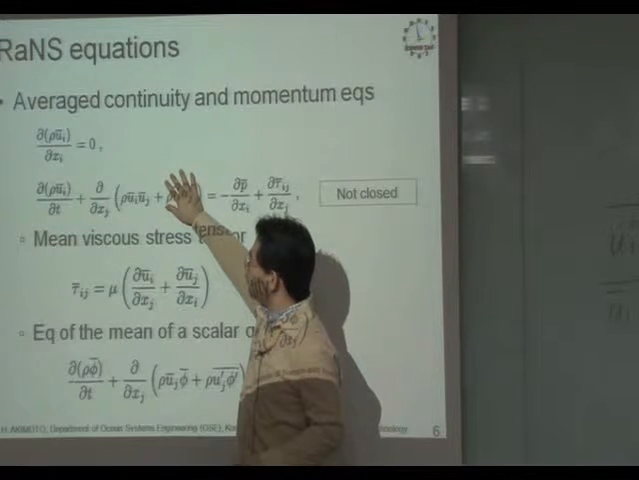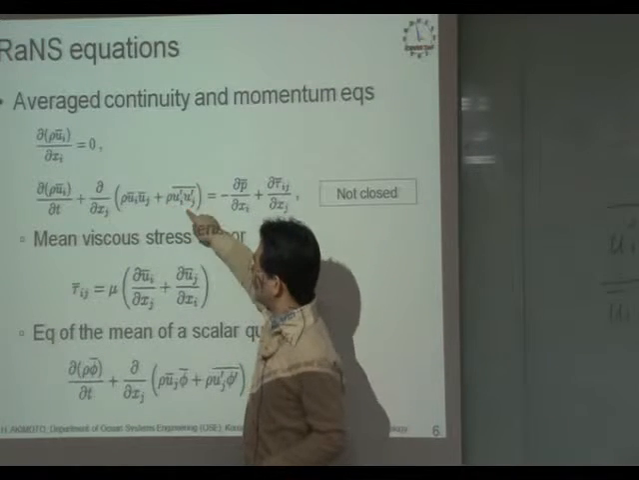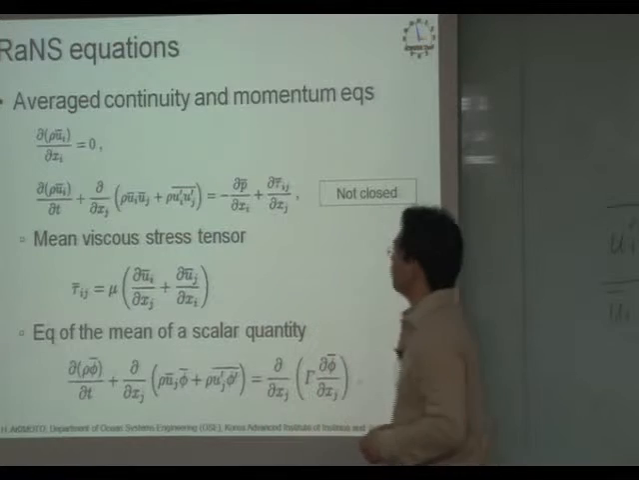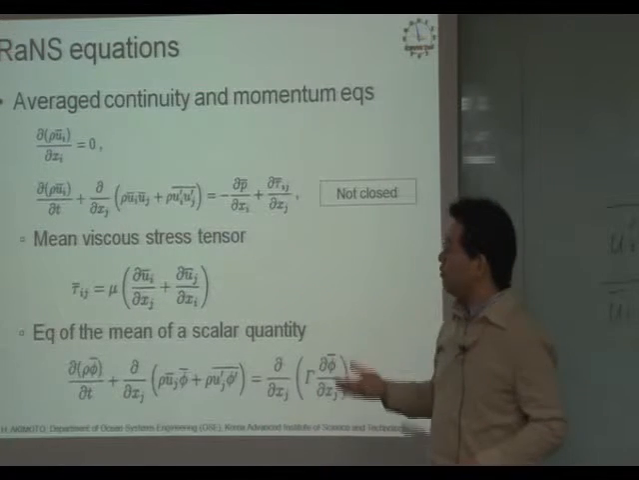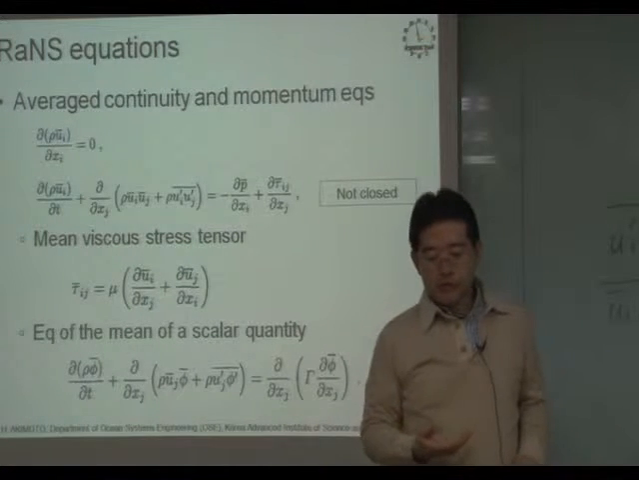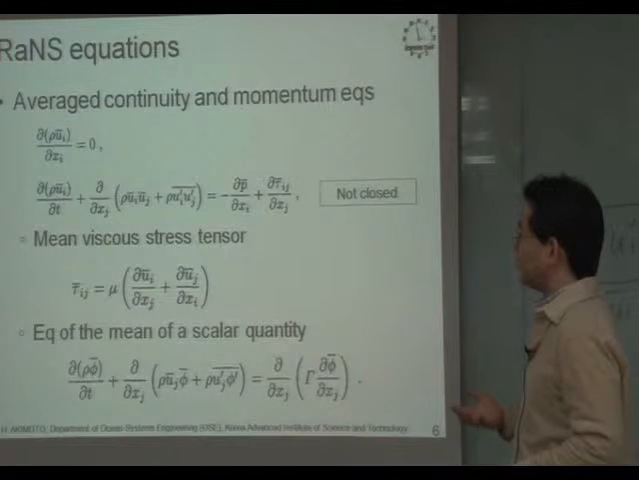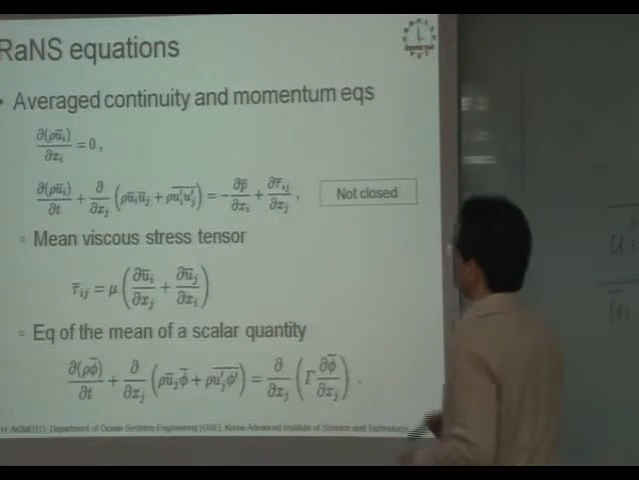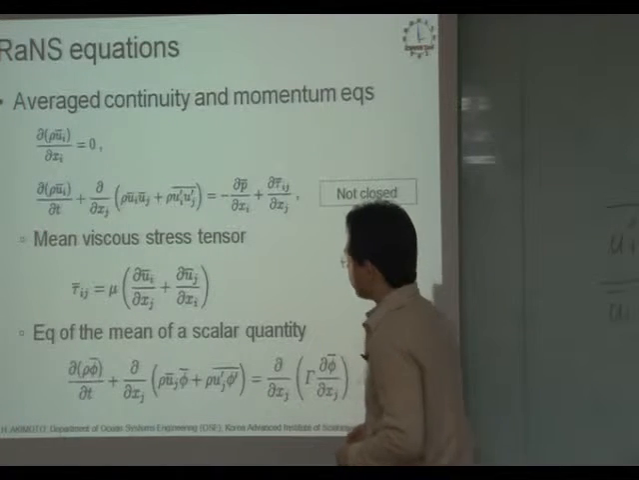So if we can delete this one, this equation is closed, but we have a new one. So this equation can be said to be a non-closed equation. So what we should do is to have closure equations for this, the RANS treatment.